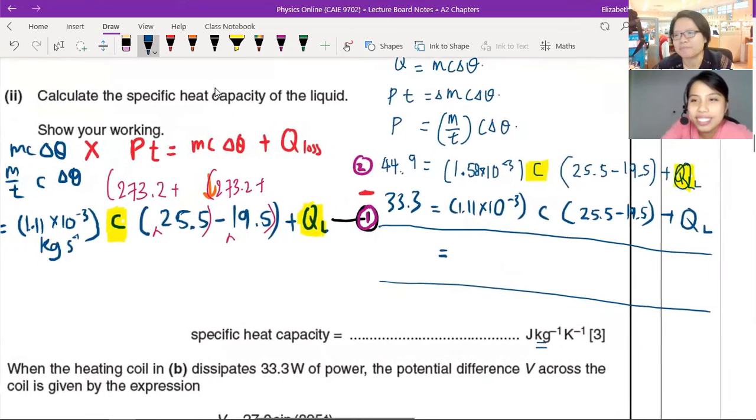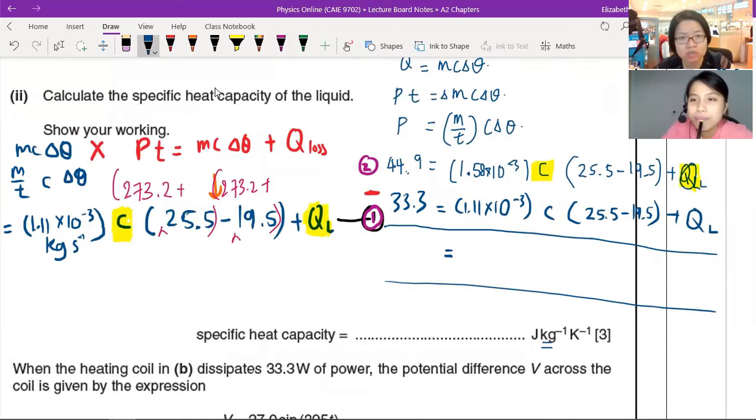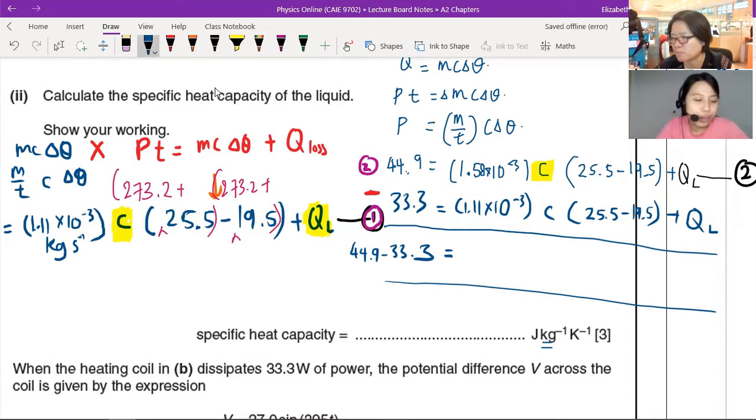I suggest, for marking and writing your working during the exam, to actually show this part, because this part gets marks if you check the marking scheme. That's why they say show your working. So write out 44.9 minus 33.3. Whether you transfer like what Miss Ellie did or not is up to you. There are many ways to solve it, just make sure you write working.